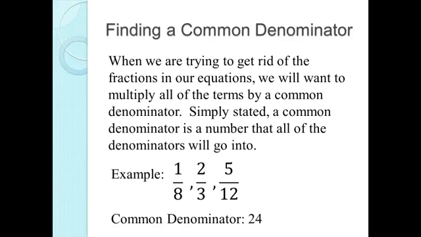Could you have used another number? Of course. For example, all three denominators would go into the number 48. It does not matter what common denominator you choose. However, the lower you go, the easier time you will have when multiplying.